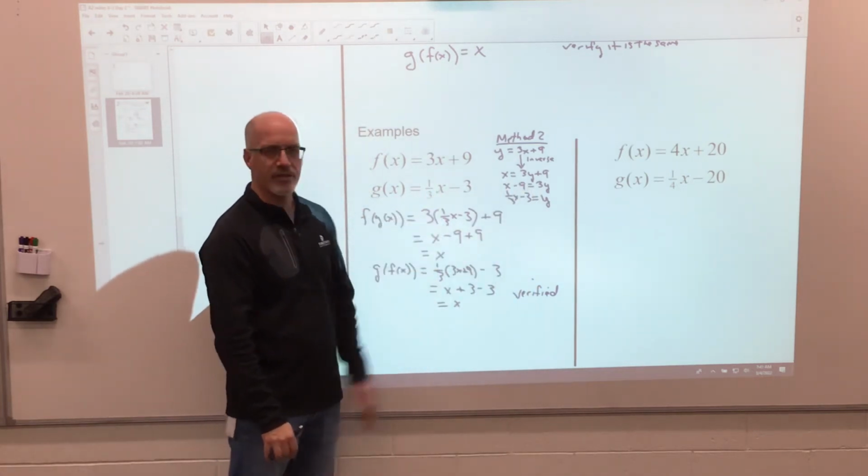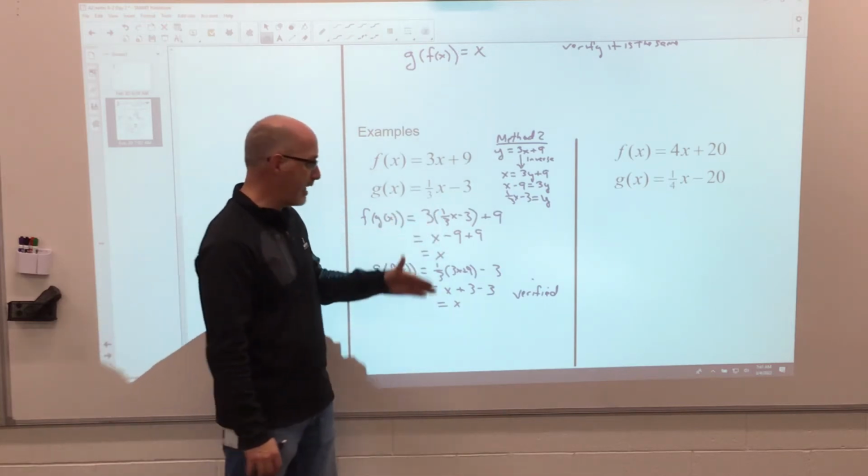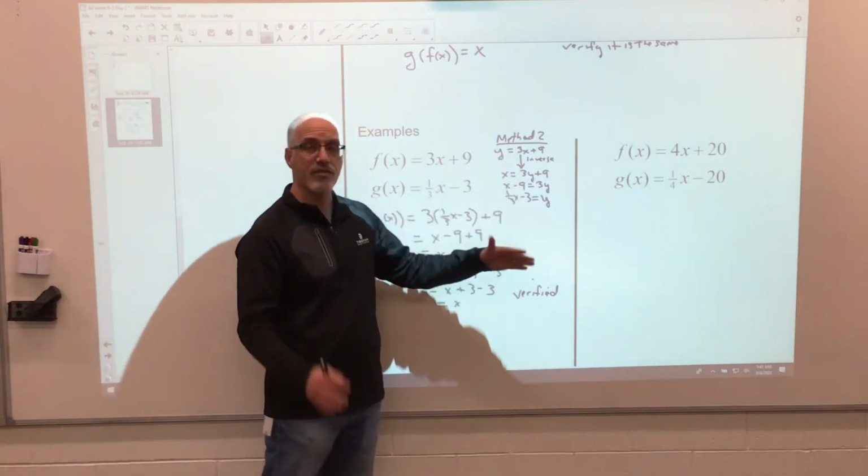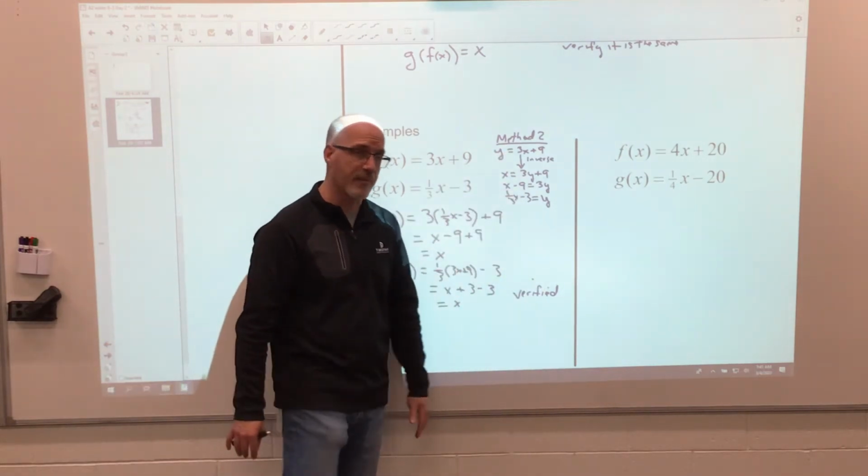That's exactly what our second function is. We verified it this way with f of g of x and g of f of x. That's method 1. Method 2, find the inverse and verify that they're the same.